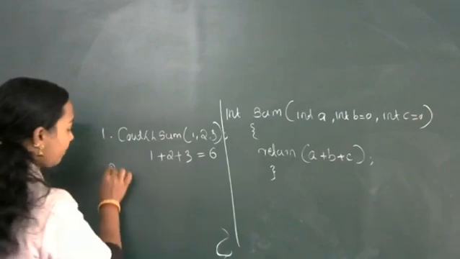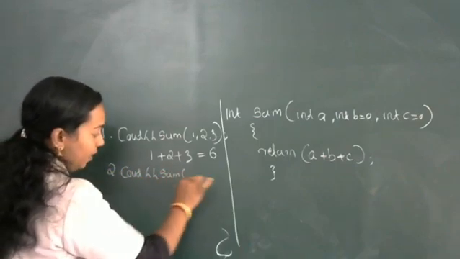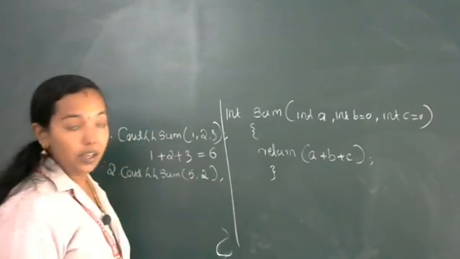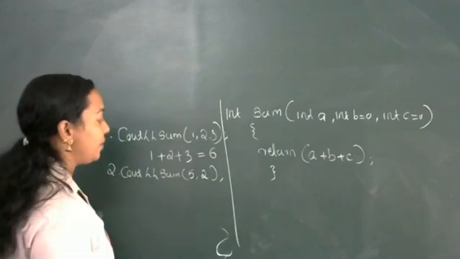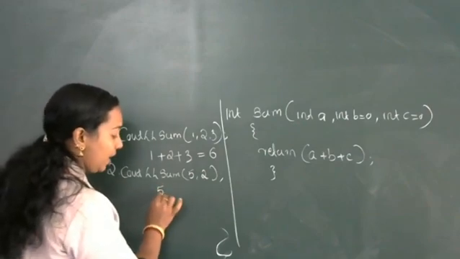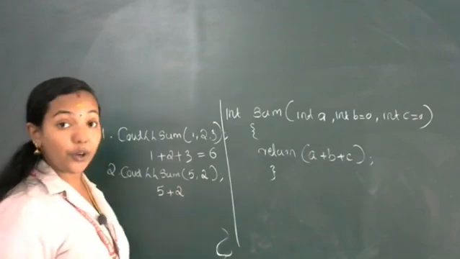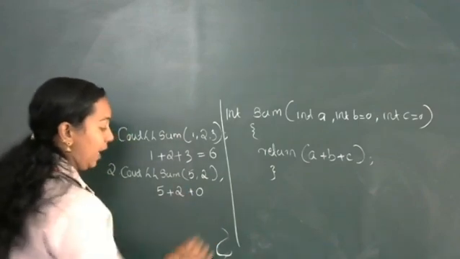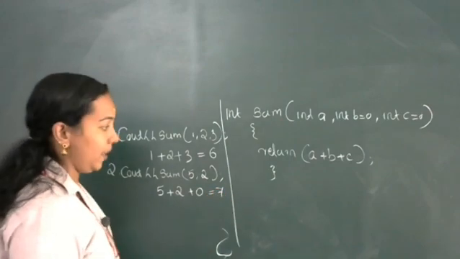Second function call: cout sum, then 2 arguments, 5 comma 2. Here there are only 2 arguments. There is no value for the variable C. So how will it work? 5 will be assigned to variable A, so instead of A we can write 5. Then instead of B we can write 2. Instead of C, it's already initialized to 0, so you don't need to give any value. So what will be the answer? 5 plus 2 plus 0 equal to 7.